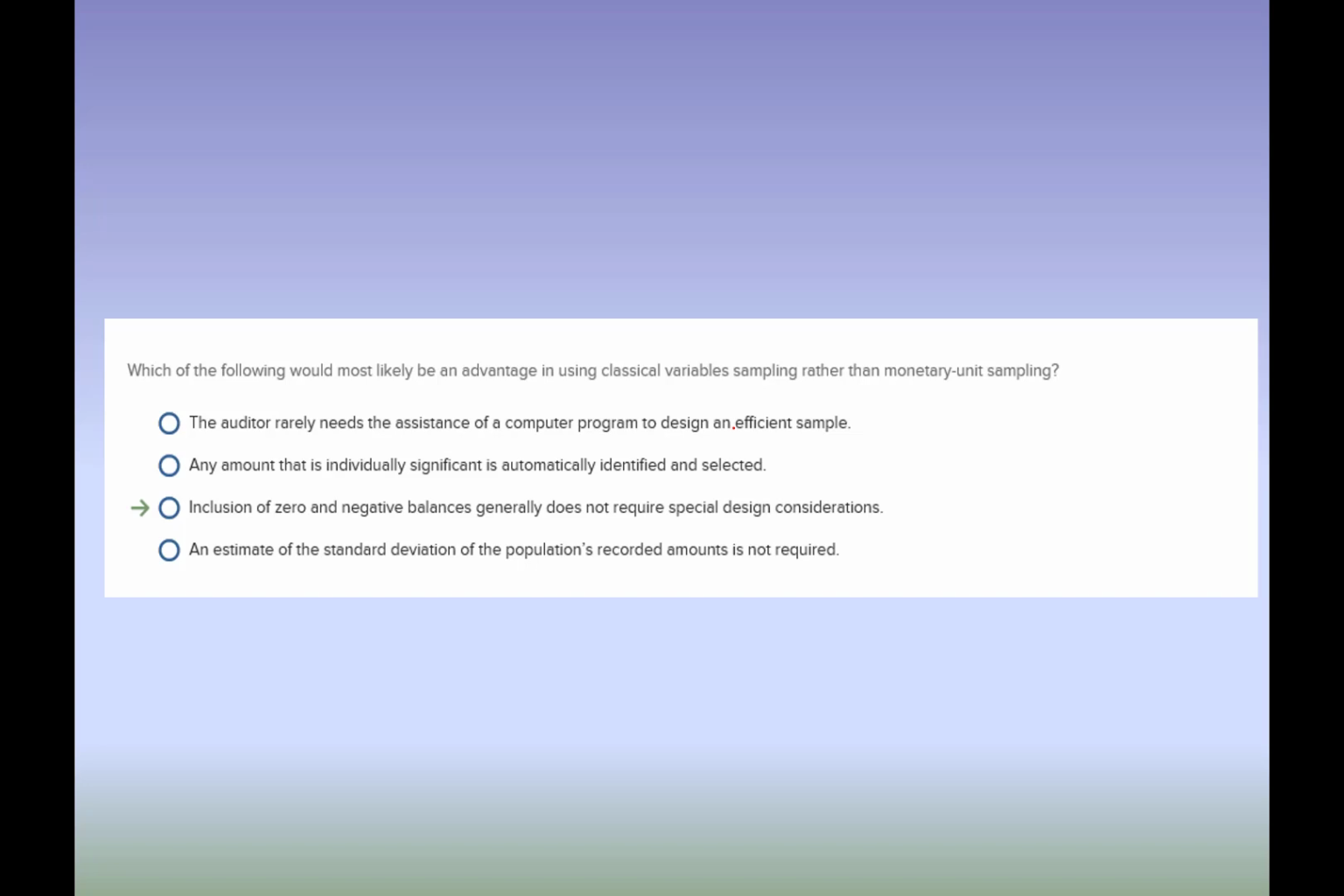Which of the following would most likely be an advantage in using classical variable sampling? If we have zero or negative balances and those become significant, then it gets very hard for us to use dollar unit sampling, and we might have to turn those into separate classes. Okay?